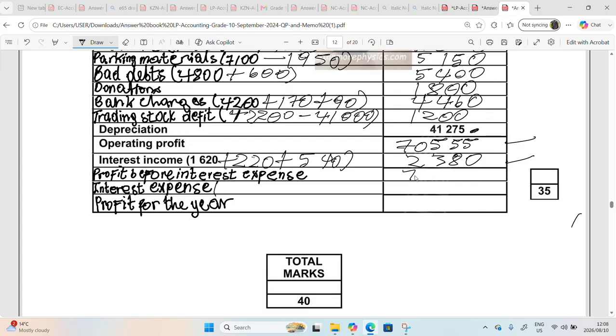Okay, so you should have 72,935. My pen is giving me problems. So it's 935, guys. So please always verify with your calculator. Interest expense. Let's check interest expense.